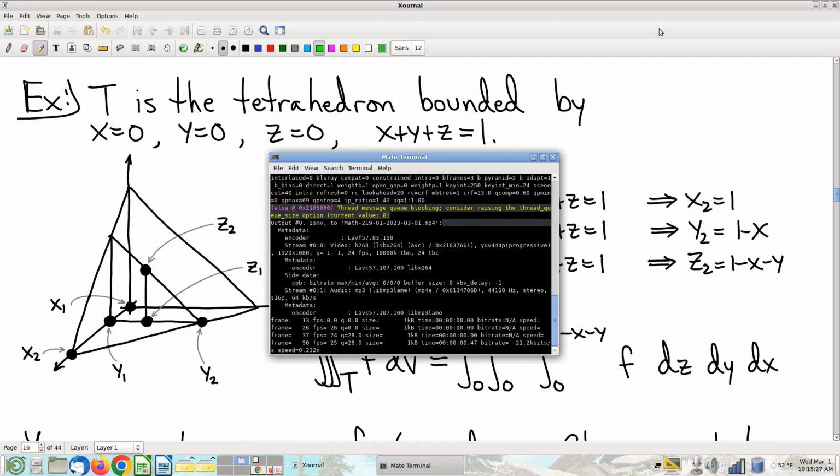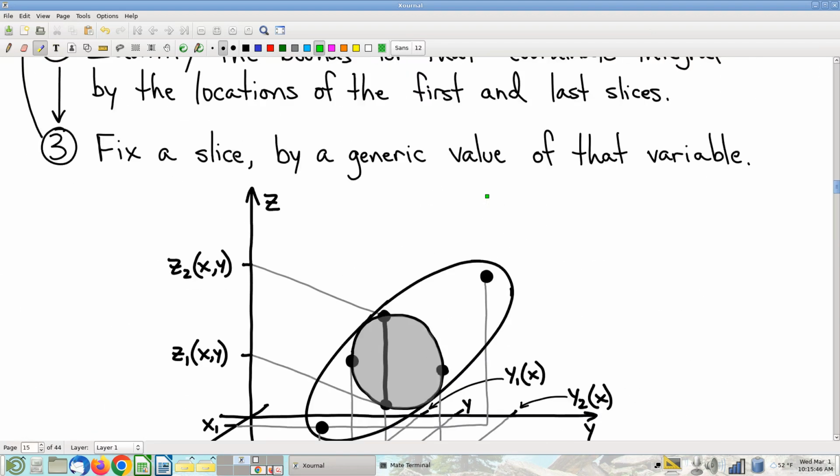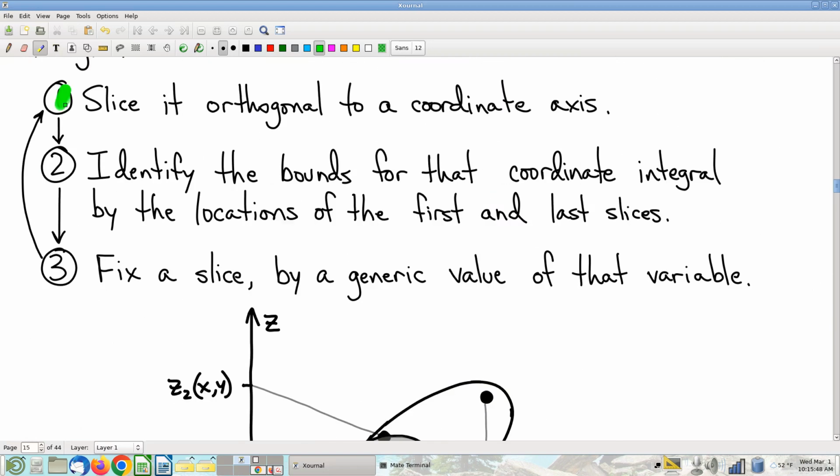Okay, so here we are. Last time we were talking about this example here, our first example of turning a non-rectangular triple integral into a triple iterated integral. Okay, so the big idea, of course, is this sort of three-step process that we talked about last time.